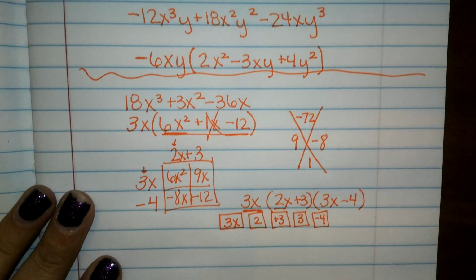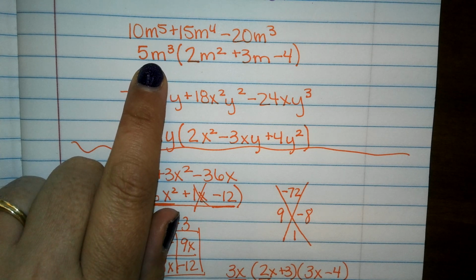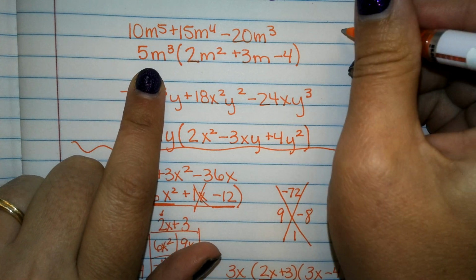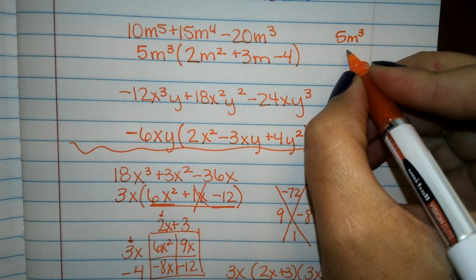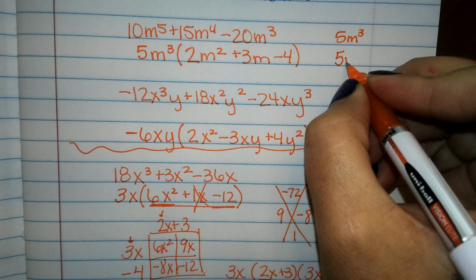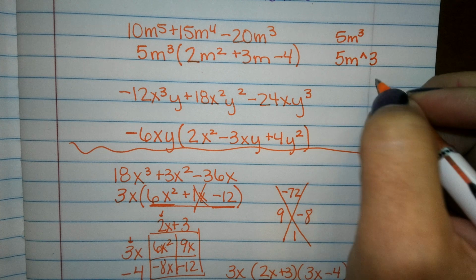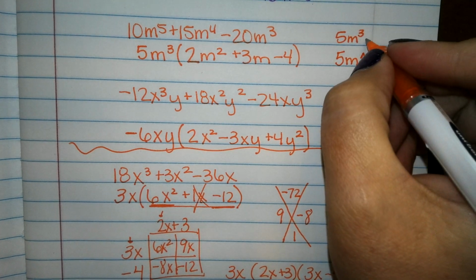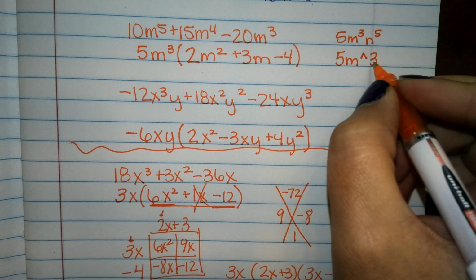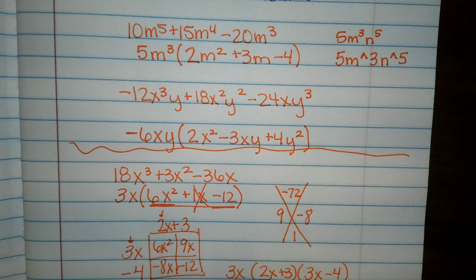Okay? Now, going back to this problem up here. In the computer, it's going to ask you for the GCF. 5m to the third is your GCF. However, you guys don't have access to the math tools. So here's how I want you to write it. I want you to write it as 5m caret 3. That little caret means our 3 is the exponent. Now, let's say I have n to the 5th behind it. I would just type in n caret 5 behind it. And that'll get you what the computer wants for an answer.